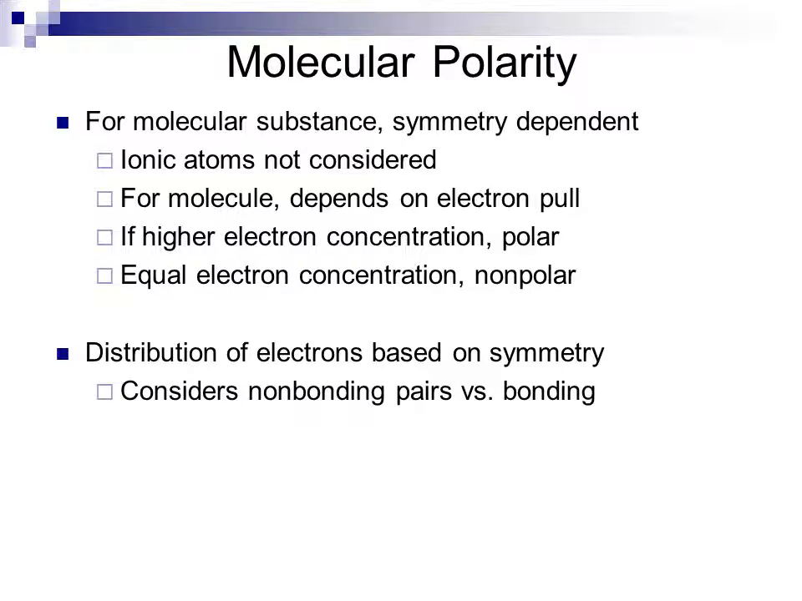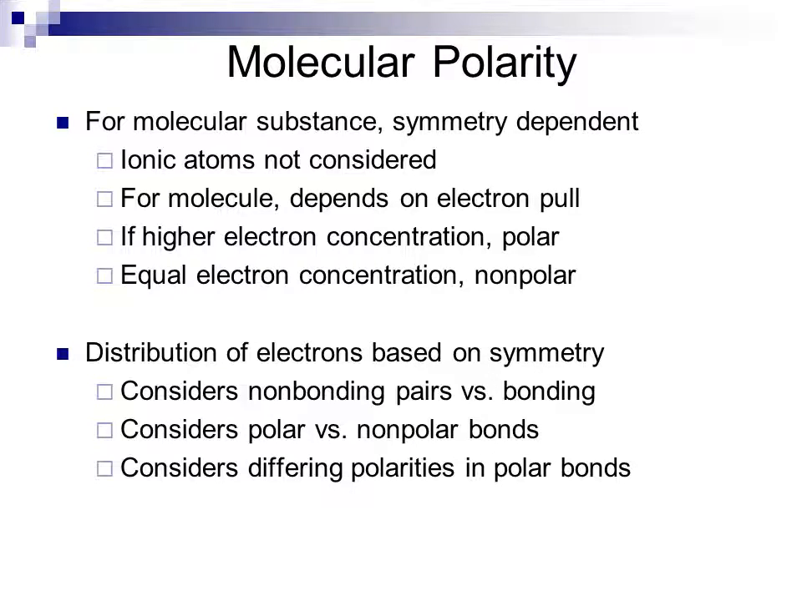So we consider non-bonding pairs versus bonding pairs, and polar bonds versus nonpolar bonds. Looking at the differing polarities in polar bonds, if we have two polar bonds which have different polarities to them, in other words, the electronegativity differences of the bonds are different, so one might be 1.0 as a difference, one might be 1.5 as a difference, that will also produce a situation where the two are not equal. We generally will use the geometry-based model like VSEPR to explore this polarity idea.